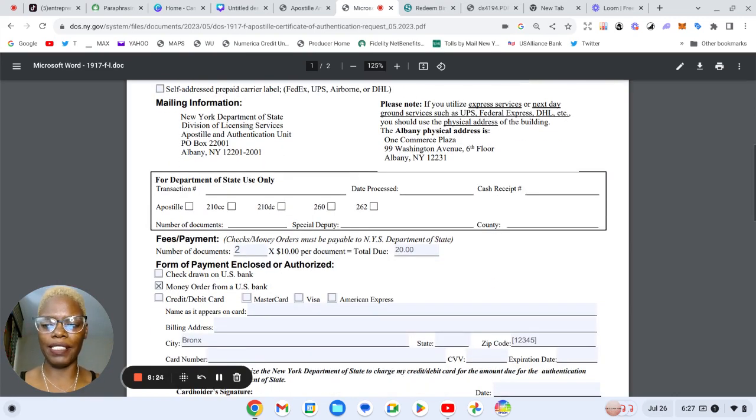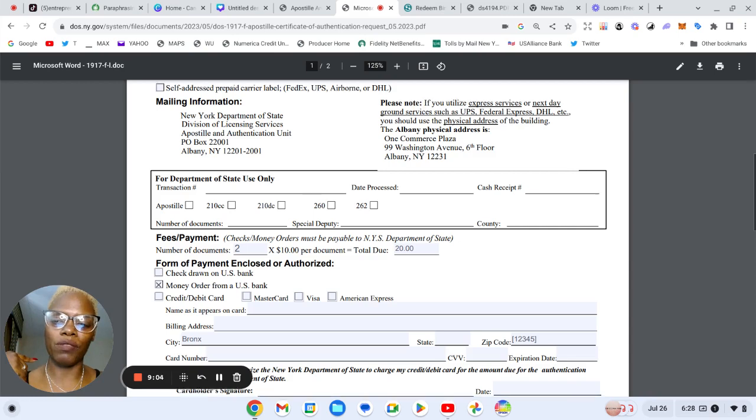So when you scroll down here, it says fee and payment. Checks, money orders, all need to be payable to, it says, NYS Department of State. So I asked for two documents, right? I wanted two copies of the authenticated seal, logo, call it what you want, whatever that document is, I wanted two. Everyone's state is different and has different prices. Some I've seen as low as $5 or $3 or even $8. But here in New York, it's $10. I asked for two, so that equals out to $20.